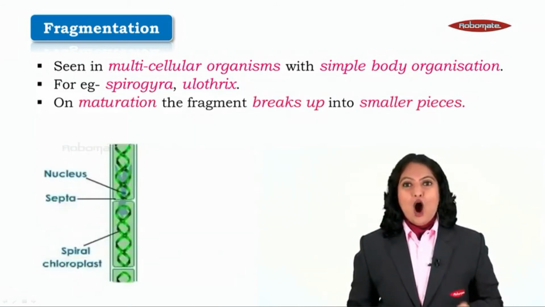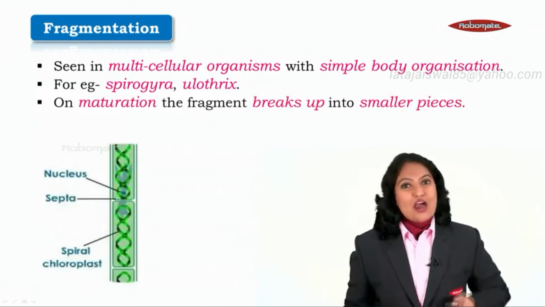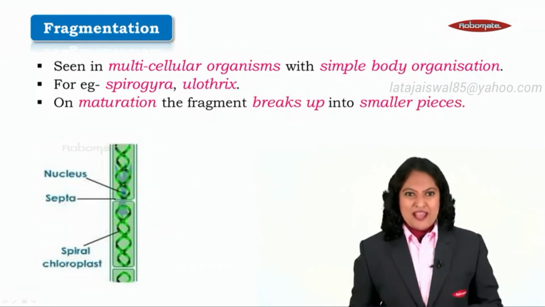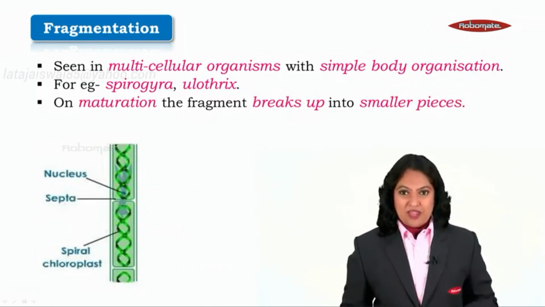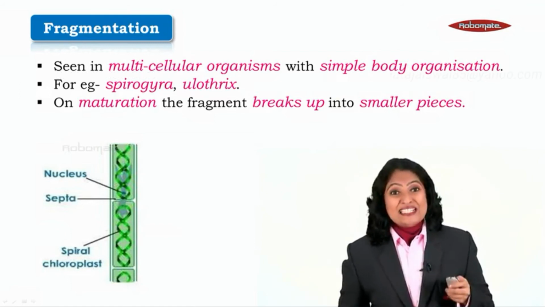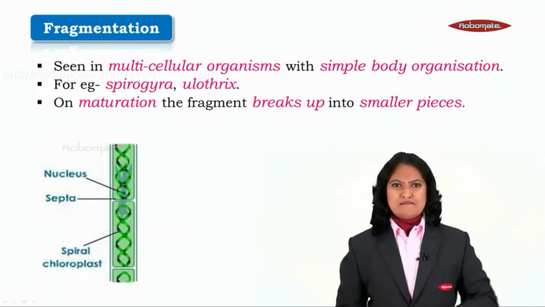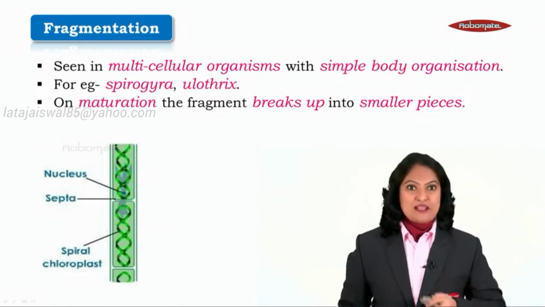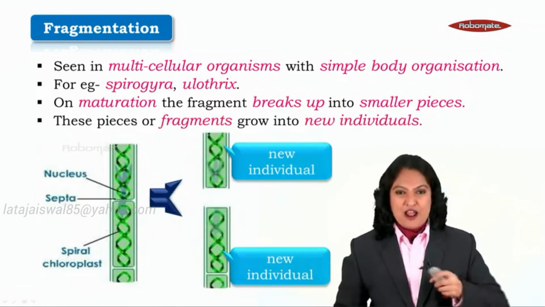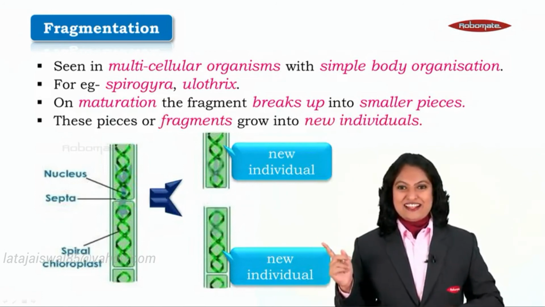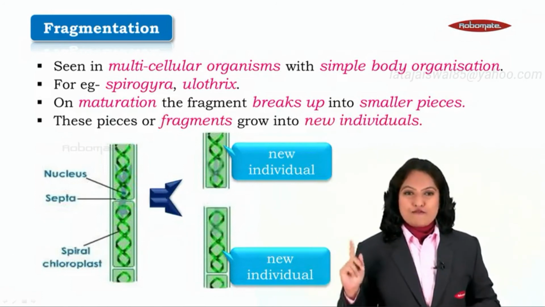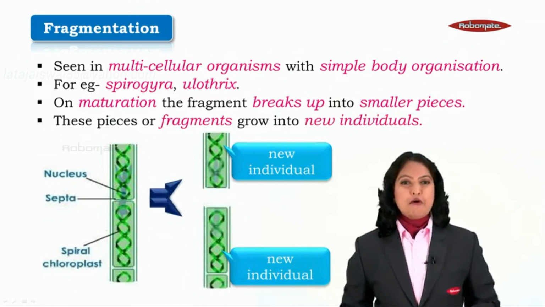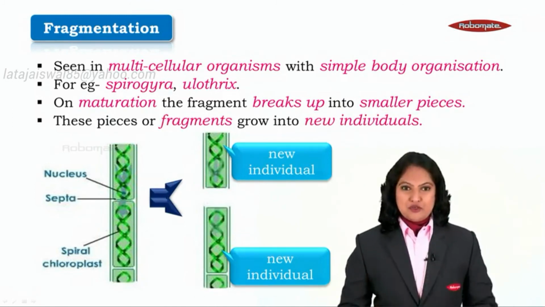Students, on maturation, their filaments break up into smaller pieces. On maturation, the entire ribbon breaks up into smaller pieces, called fragments. As you can see here, these pieces or fragments further grow into new individuals.